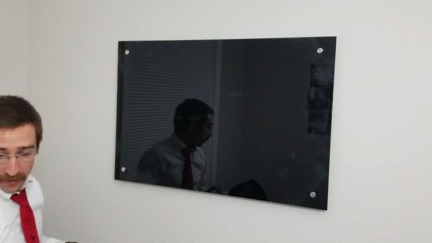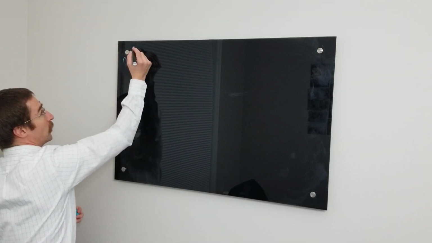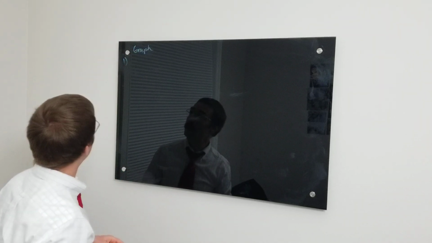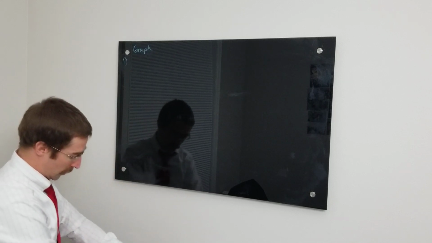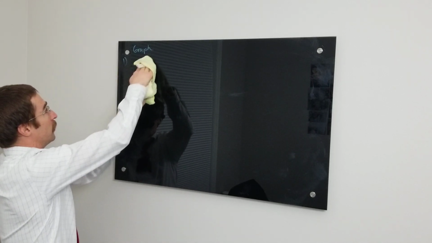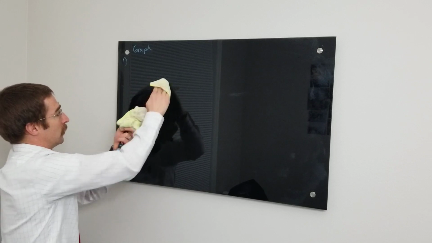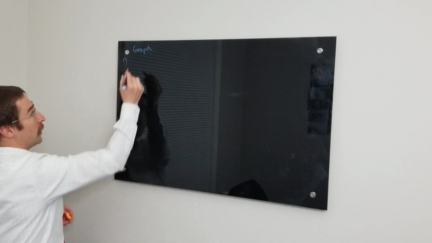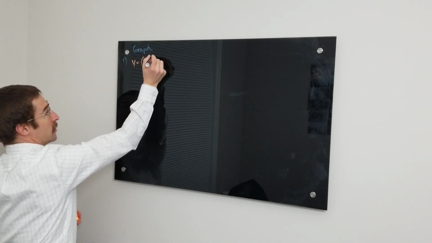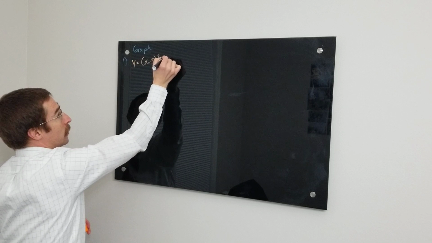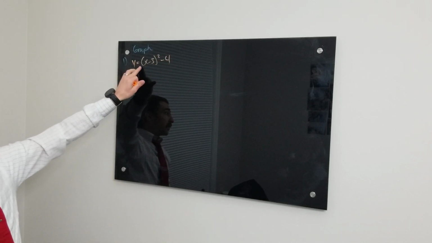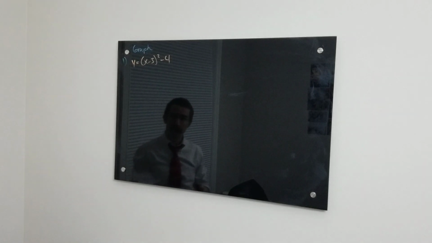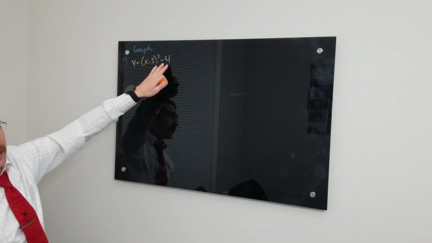There we go. So, starting with problem 1. Problem 1, we are going to graph y equals x minus 3 squared minus 4. So notice the a value here is just 1. We don't write a number because it's just 1. And we have this minus 3 and this minus 4.